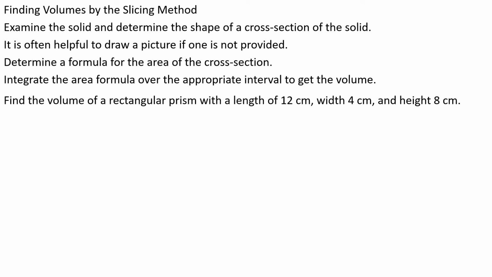So here's the first question. Let's try to find the volume of a rectangular prism with a length of 12, width of 4, and height of 8, all those in centimeters. Now I know what you're probably doing. You're probably cheating. You're probably grabbing a calculator, doing 12 times 4 times 8 and getting an answer. Well, if you did that, just kind of put that answer off to the side, and when we're done with the calculus, we'll see if we get the correct answer.